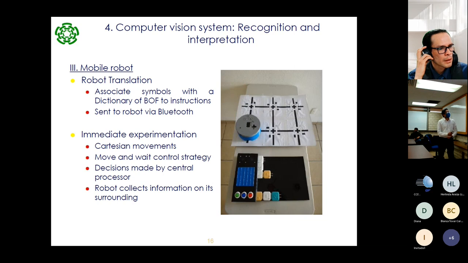We also have the mobile robot, which receives the translated instructions from the main processor. This works like a dictionary from boundary object functions to instructions. These instructions are sent to the robot via Bluetooth. The robot has immediate experimentation for Cartesian movements in a move and wait control strategy. The decisions are made by the central processor, leaving the robot without the need to make hard decisions, only sending relevant information about its surroundings.